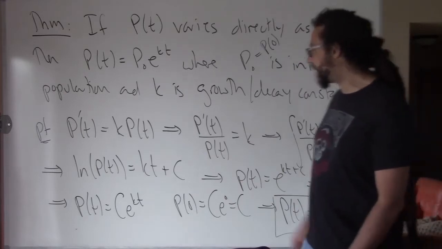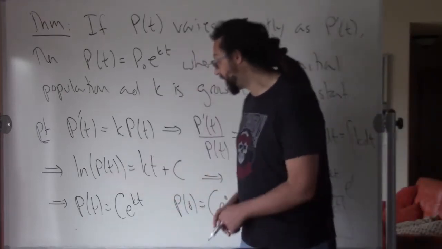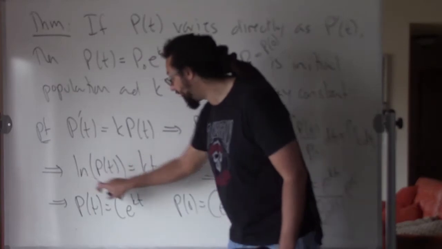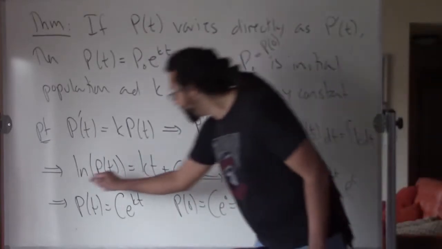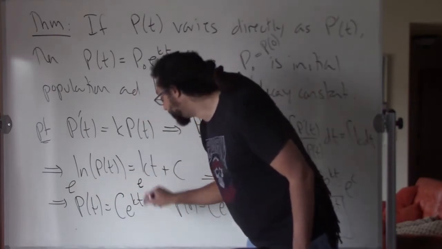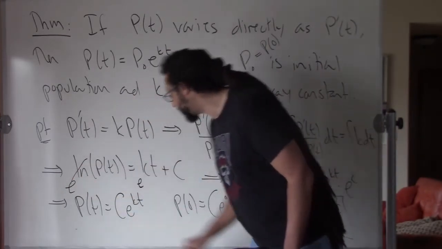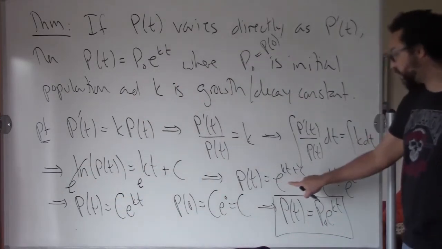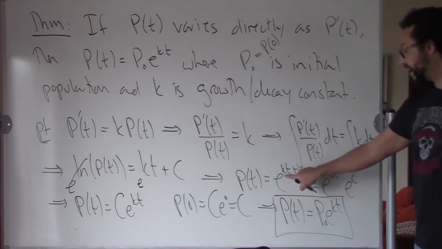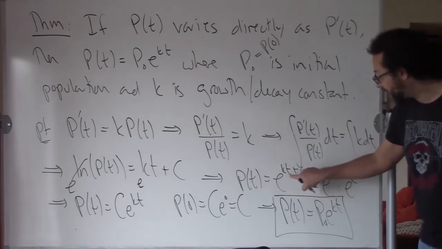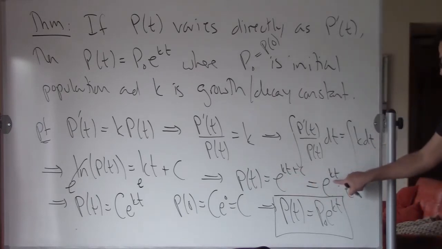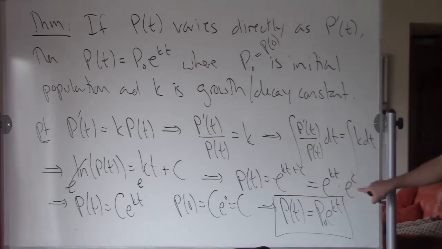So now, how do we solve for P of t? The way you get rid of the natural log is to exponentiate both sides. So you slap a giant e underneath both sides, and that will get rid of the natural log. So now P of t is equal to e raised to the kt plus c. But now e to the kt plus c is the same thing as e to the kt times e to the c.